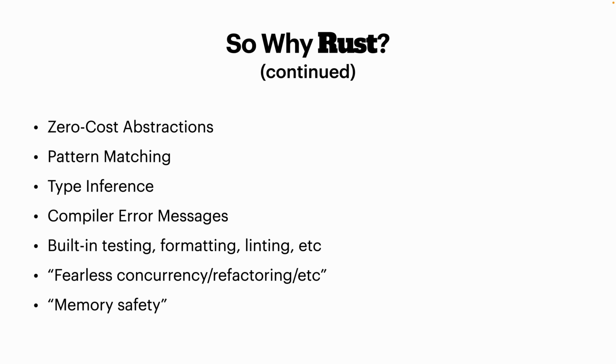Again, Cargo has built-in testing, built-in formatting, built-in linting. This all comes with the package. It comes as part of the Rust package. So that leaves us with fearless concurrency, refactoring, etc., and memory safety. I'm not going to talk about memory safety because JavaScript developers already work in a memory safe language, and it really doesn't mean a lot to you. Memory safety is a concept that's kind of used to sell Rust to C developers. But fearless concurrency and the refactoring that you can do with Rust are huge selling points.